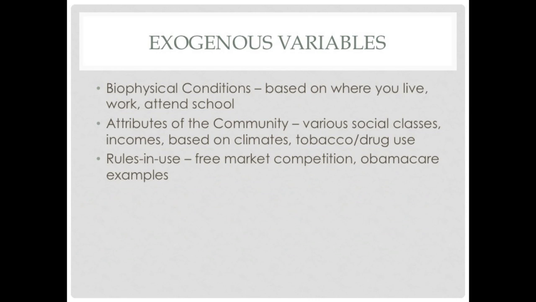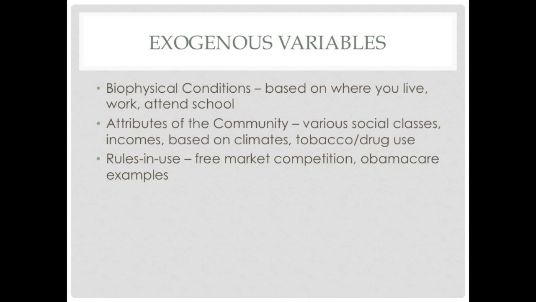We will now discuss the exogenous variables of healthcare. Biophysical conditions. Plans are based on where you live, work, and attend school. Based on where you live, different insurance companies and doctors in different areas could lead to different plans. Based on where you work, companies offer different healthcare plans. Based on where you attend school, some universities will offer better deals for their students, staff, and alumni.